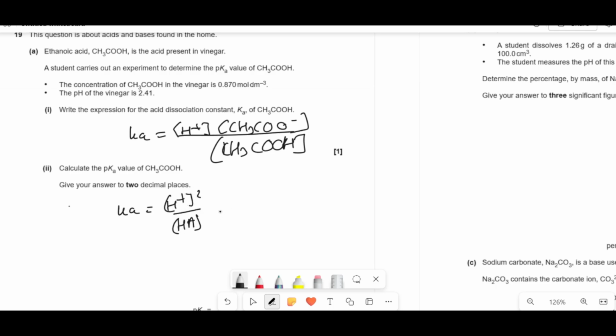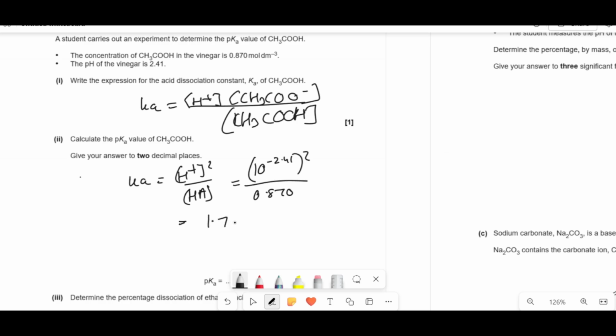So if I want to work that out, it's just going to be the H+ squared. They've told you the pH, so the H+ is going to be 10 to the minus 2.41, squared, over its concentration of 0.870. So if I do that, I end up getting 1.739 times 10 to the minus 5. So if I negative log to the base 10 of this, that'll give me pKa, because the p just means that. So if I do that, negative log to the base 10 of that, I get 4.76.